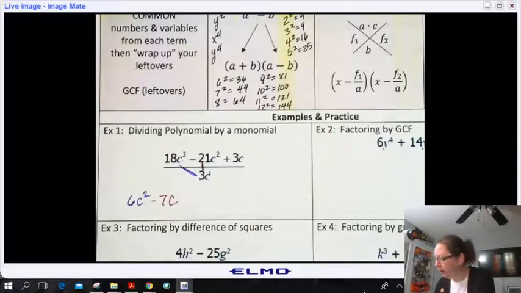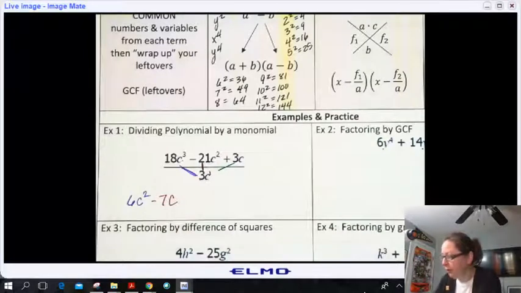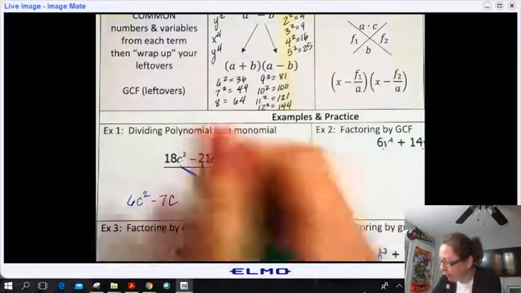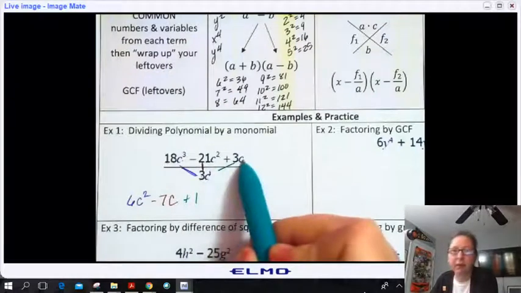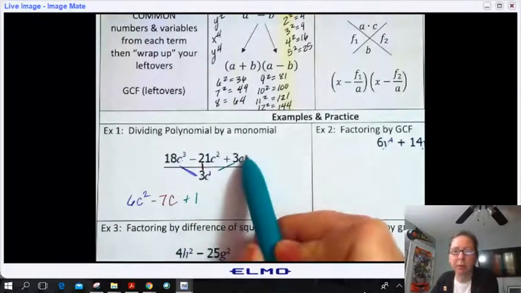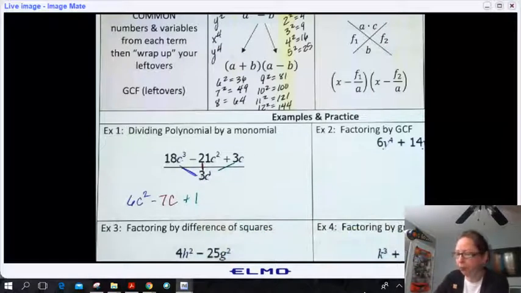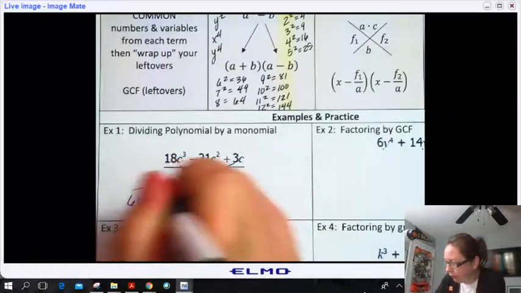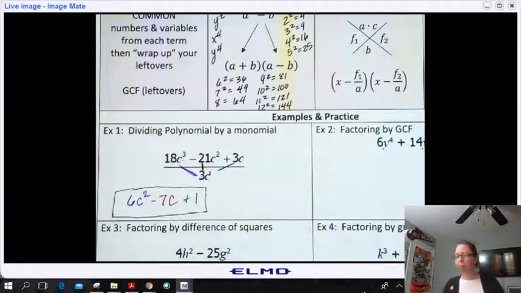And then finally, our third one here, 3c divided by 3c. Well, 3 divided by 3 is 1. C divided by c would be c to the 0 power. 1 minus 1 is 0, which equals 1. So my final answer is this trinomial right here.